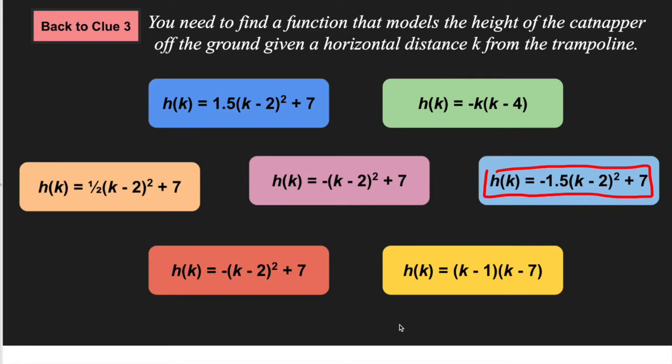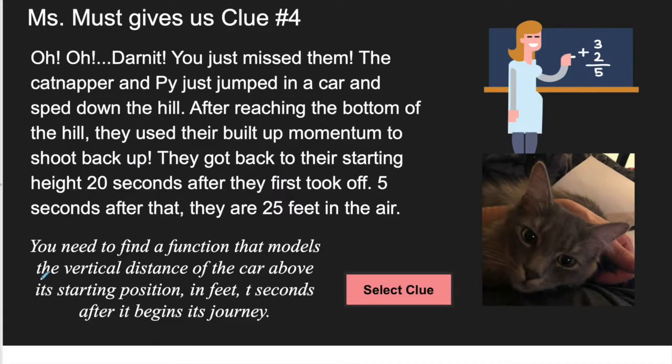All right, so here we go. So Miss Must. Oh, darn it. You just missed them. The catnapper and Pie just jumped in a car and sped down the hill. After reaching the bottom of the hill, they used their built-up momentum to shoot back up. They got back to their starting height 20 seconds after they first took off. 5 seconds after that, they are 25 feet in the air. You need to find a function that models the vertical distance of the car above its starting position in feet t seconds after it begins its journey.